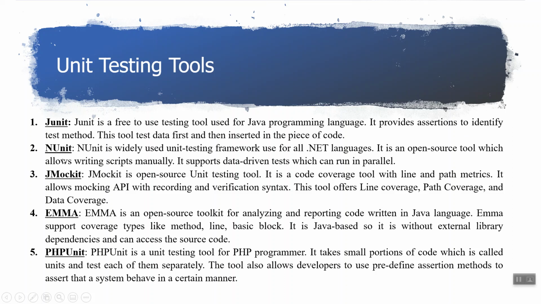Then another one is YUnit. YUnit is a widely used unit testing framework used for all .NET languages. It is also open source, which allows writing a script manually. It supports data-driven tests which can run in parallel.